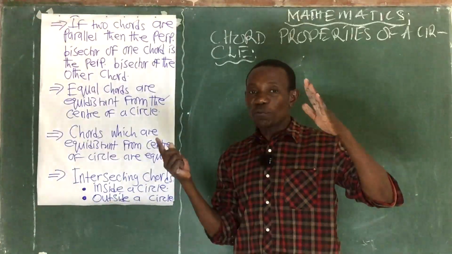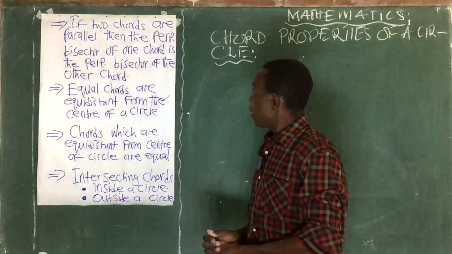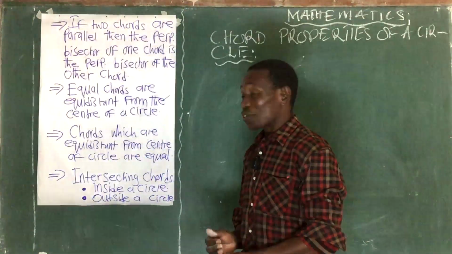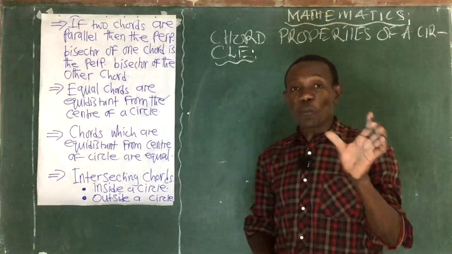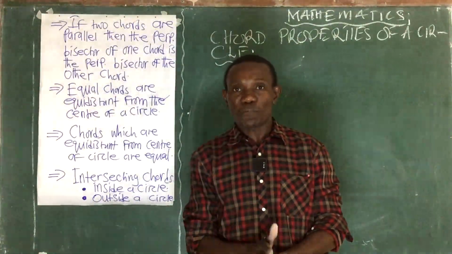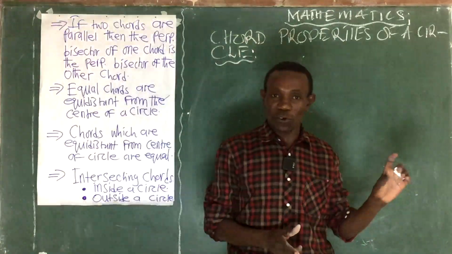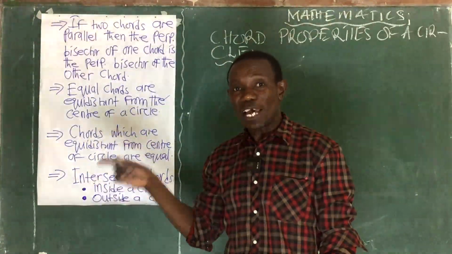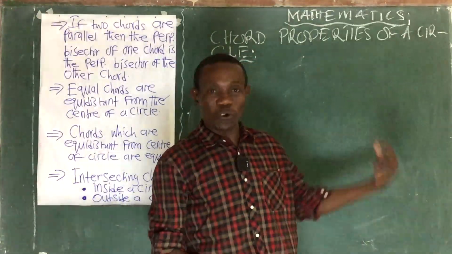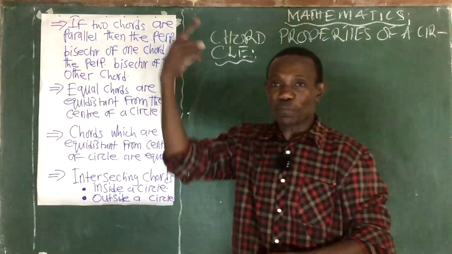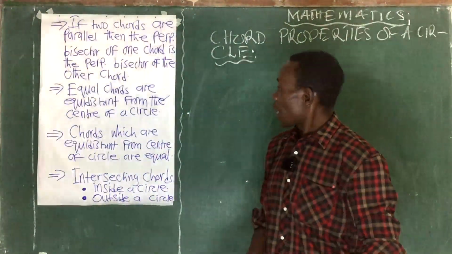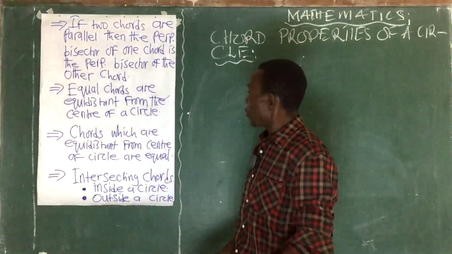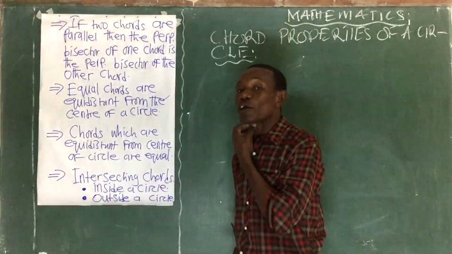So just like if two chords are parallel, it means these chords somehow have a common bisector. As far as this bisector is perpendicular to one chord, it should also be perpendicular to the other. And definitely if this one is bisecting one chord, it means that same perpendicular will also bisect the other chord. Right? So we also need to discuss something about equal chords being equidistant from the center of the circle.